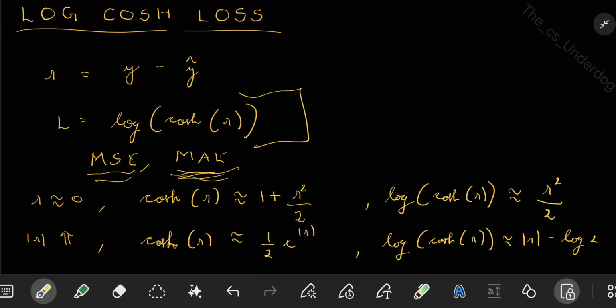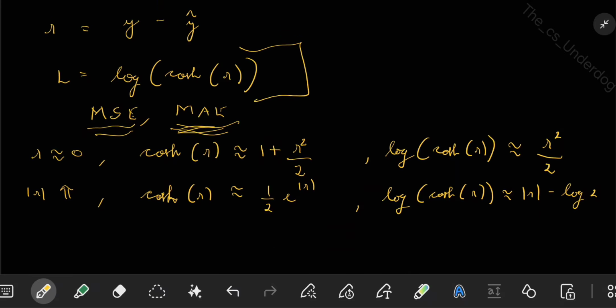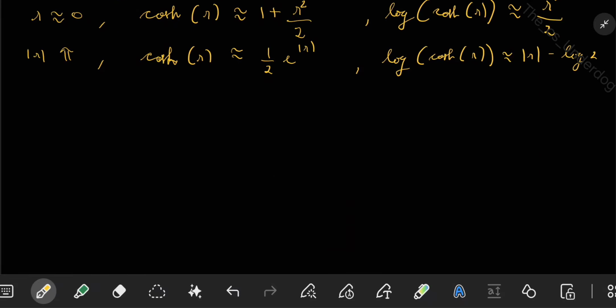So let us solve this part. It may not be significant for everyone. So if you want to skip this part, you can just forward the video a little bit. I'll solve and show how the value of log cosh is r square by 2, so that you are clear about what we are doing, right? That will make your learning much easier.